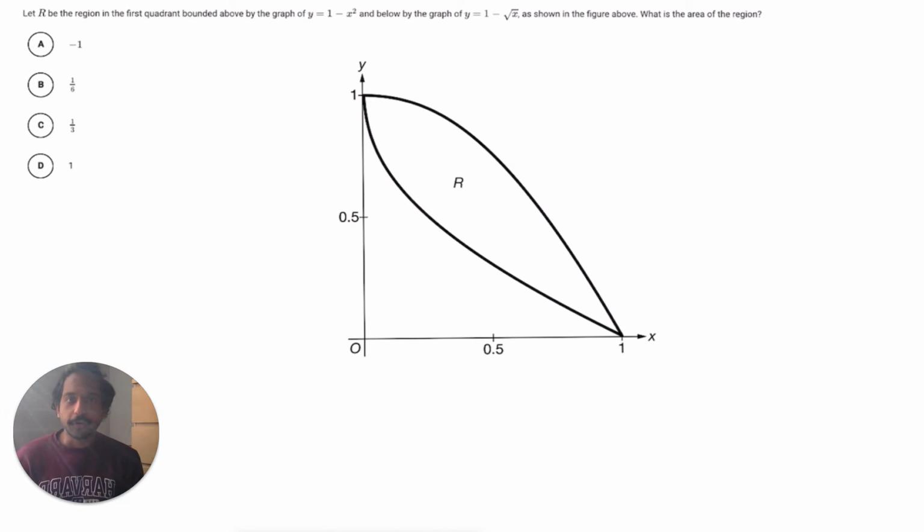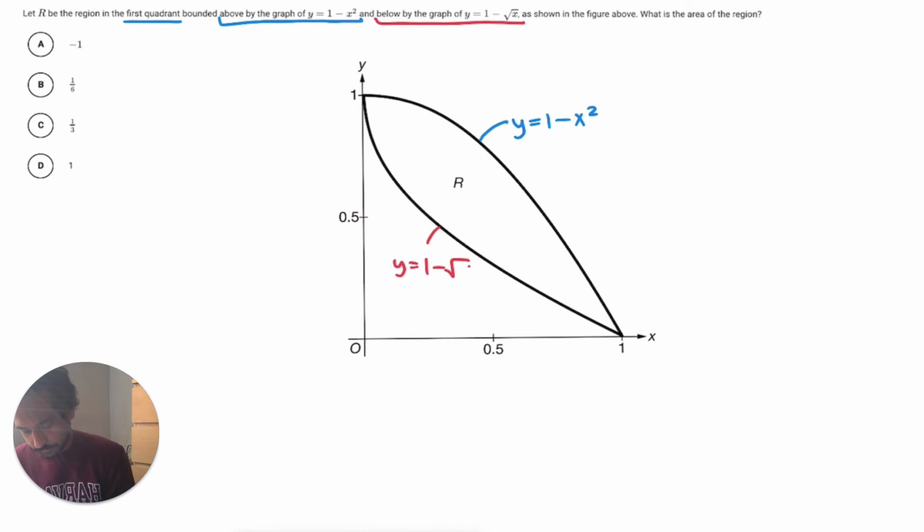Well, what's really wonderful about this question is that it tells us which function is above and which function is below. It tells us that this region is bounded in the first quadrant above by 1 minus x squared. So we know this is y equals 1 minus x squared. And then below, and maybe I'll use a different color here, below by the graph of y equals 1 minus root of x. Now, what do we do to find this area?